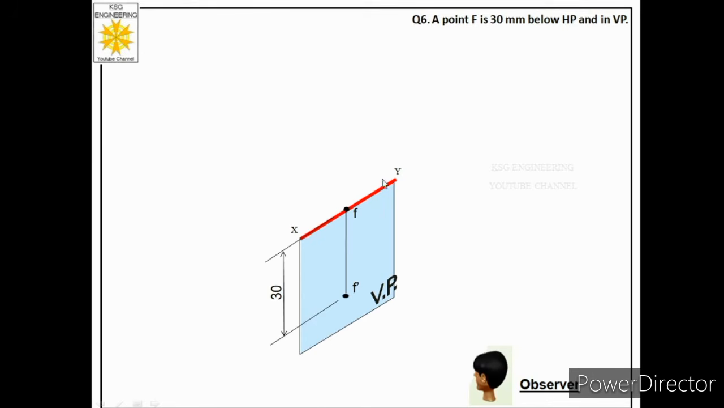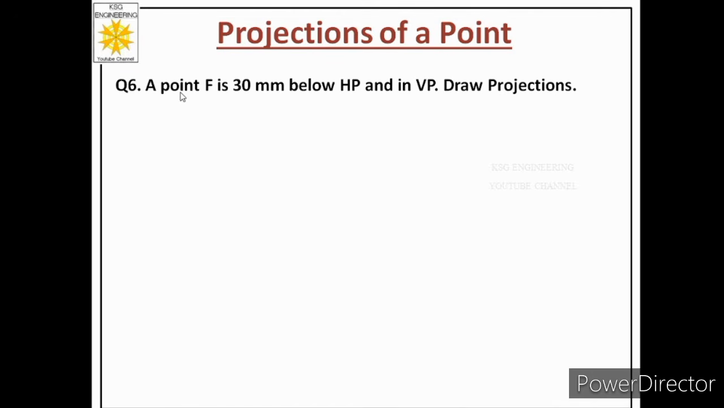So we will mark a reference line. Below that reference line we will consider the space as vertical plane. Now let us see how we can represent this particular question on paper. So the question is, a point F is 30 mm below HP and in VP, draw projections. So in the previous slides we have learned that this particular situation can be represented on paper by drawing a reference line and below it, the space below the reference line, we will consider VP only, and there is no need to mention HP because the point is in the vertical plane only and HP will play no role.